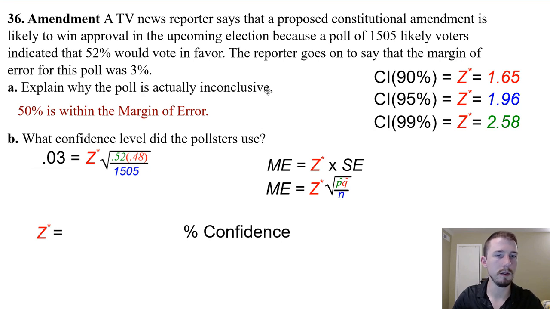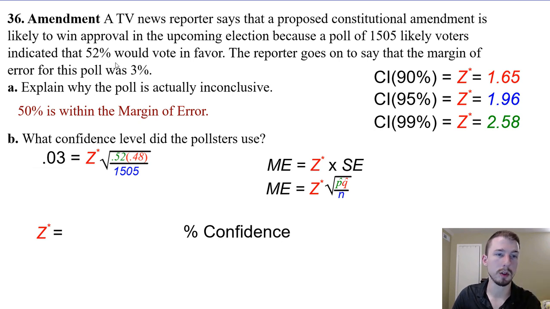All right, 36. A TV news reporter says a proposed constitutional amendment is likely to win approval in the upcoming election because a poll of that many voters indicated that 52% would vote in favor. The reporter goes on to say the margin of error for the poll is 3%. Whenever he states the sample proportion, he should always say plus or minus the margin of error. If they don't tell you that, then they're being a little bit deceptive. You shouldn't later have to read several paragraphs before they tell you the margin of error. It should be 52% plus or minus 3%.